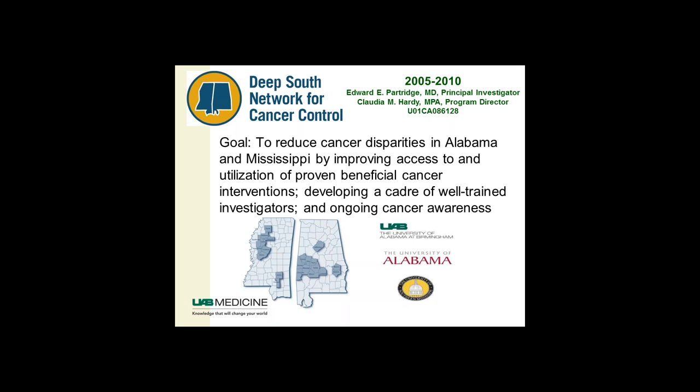So beyond awareness and education and linking people in to get screened, they wanted to say, okay, can you use these beneficial cancer interventions, and also can you make sure you start training other folks to do this work when the senior folks like Dr. Partridge get ready to retire or start reducing the number of grants. And then also, keep on with your cancer awareness because there's still a lot of disparities there. So again, the same partners were involved, the same 22 counties across Alabama and Mississippi.